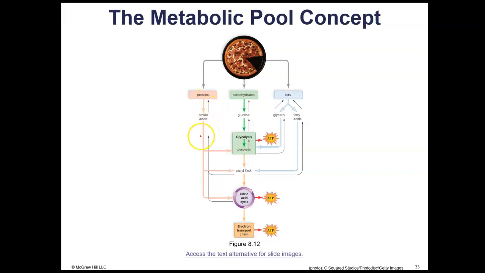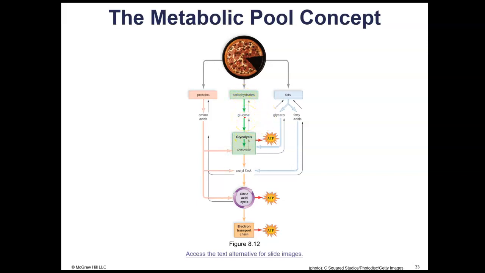Now, amino acids can enter cellular respiration. They can be converted to pyruvate and enter glycolysis. They can be converted to acetyl-CoA and enter the citric acid cycle, or they can also be converted to other components of the citric acid cycle. So, amino acids can enter cellular respiration in different ways. Glucose enters and starts glycolysis from step 1.